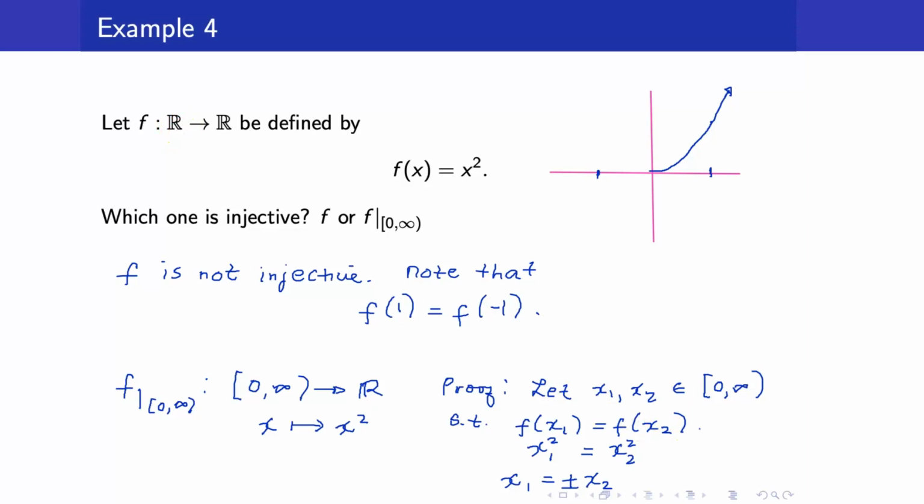However, our x1 and x2 are non-negative. So here, you really have to say that since x1 and x2 are non-negative real numbers, then this means that we can conclude that they must be the same. So that is the reason why the restriction of f on the set of non-negative integers is injective.